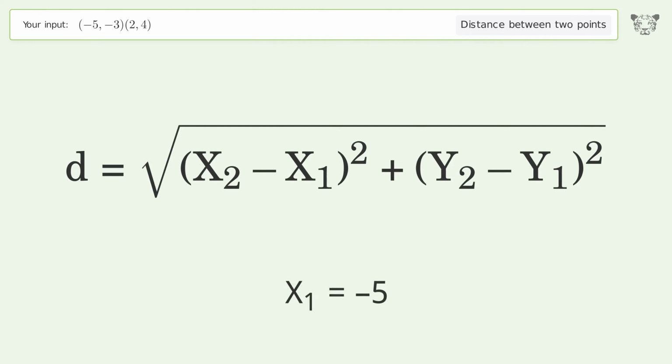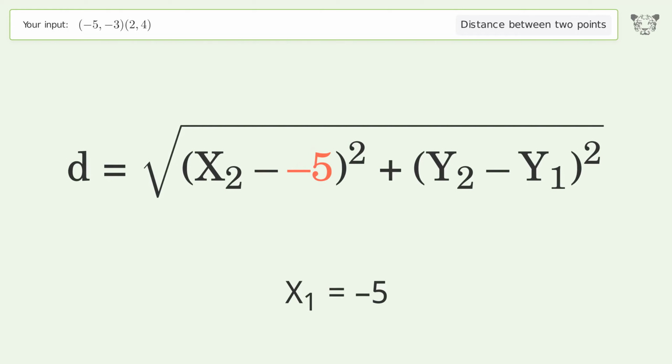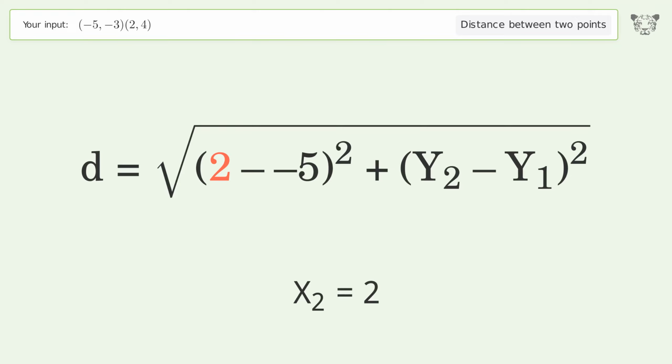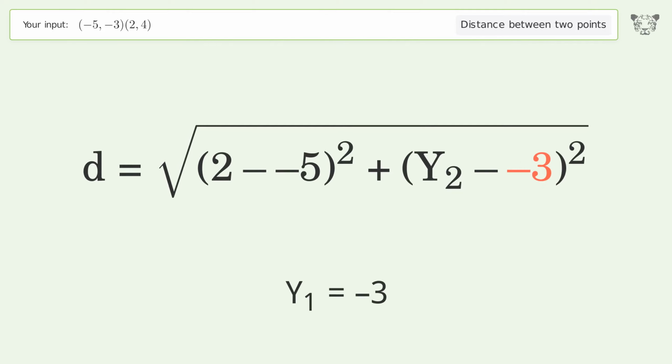x1 equals -5. x2 equals 2. y1 equals -3. y2 equals 4.